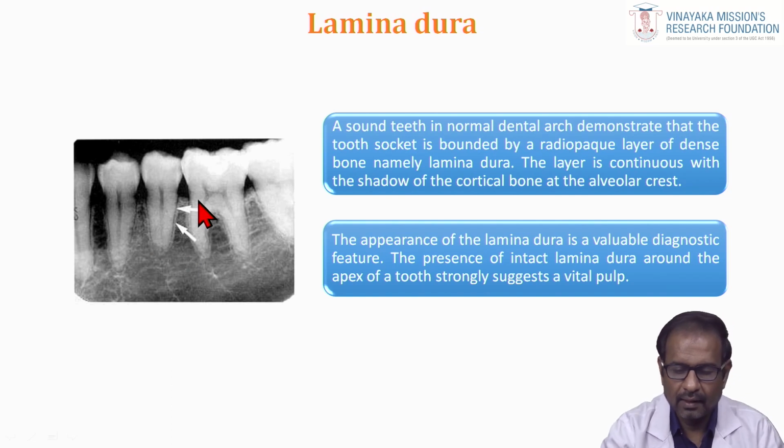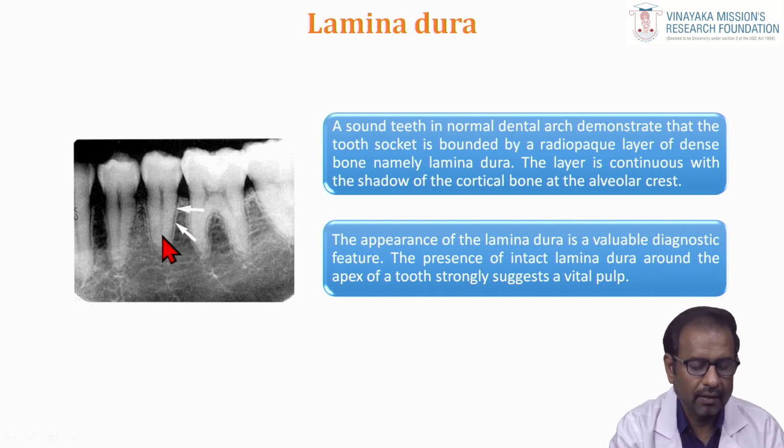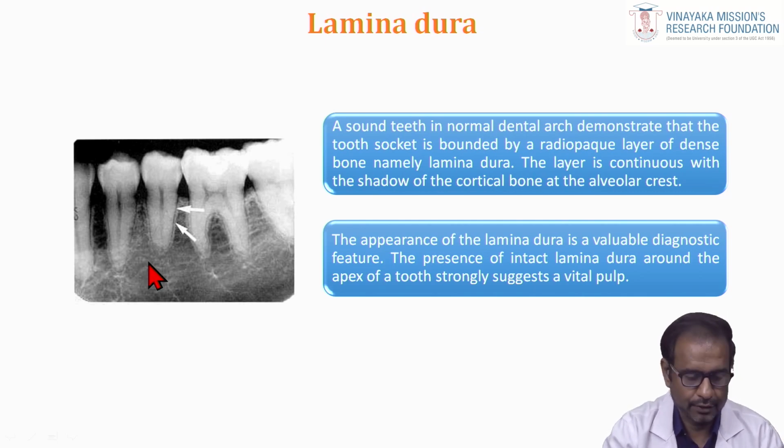The appearance of the lamina dura is a valuable diagnostic feature. The presence of an intact, continuous lamina dura at the apex of the tooth strongly suggests a vital pulp. If the lamina dura is continuous around the tooth, that means there is no infection. If the lamina dura breaks or discontinuities appear, there is inflammation in the tooth. That is one strong, valuable diagnostic feature. The lamina dura is an important diagnostic feature.